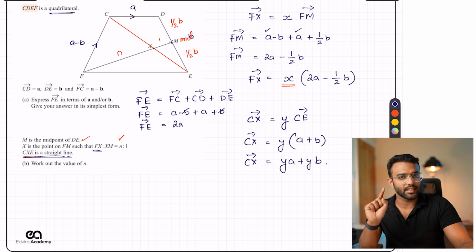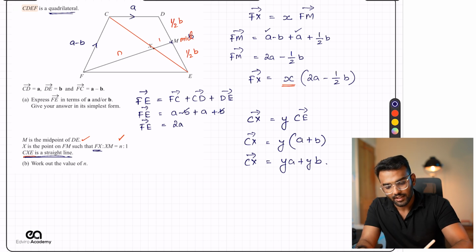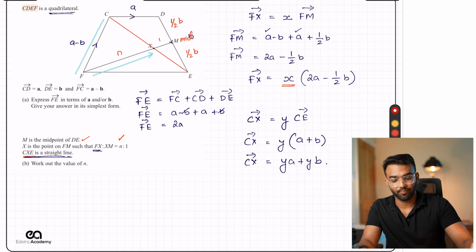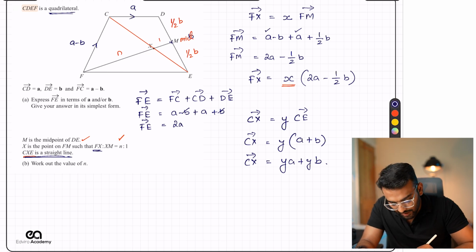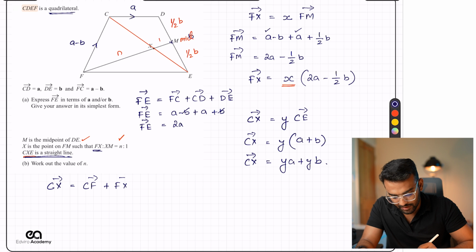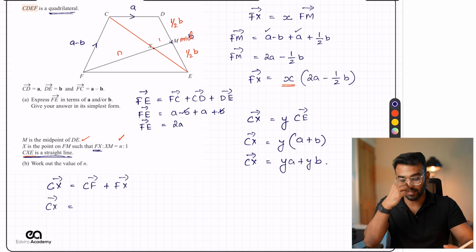Now we're going to find CX in a different format where FX is involved. So C to X could also be worked out as C to F and F to X. Do you see that? You could work it out like this, C to F and F to X. So I'm going to write that here. CX could be written as C to F plus F to X. So I'm writing an alternative way of finding CX here.